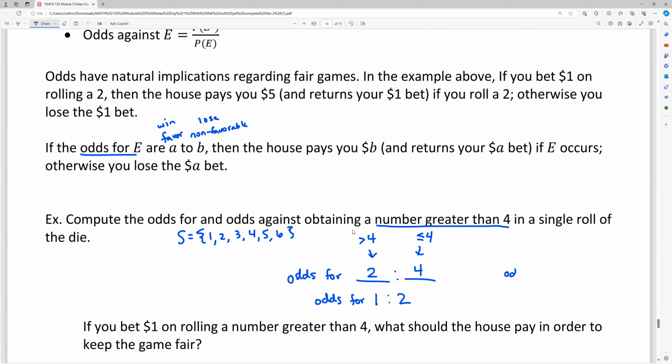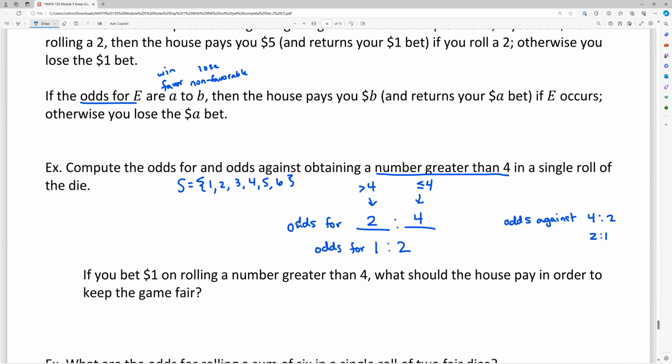Now, if we want to do the odds against for this same specific thing, all you have to do is change the order of how you wrote your ratio. So this would be 4 to 2. So unfavorable listings first, favorable listings second. So losses first, wins second. That's essentially all you're doing. So that's a 2 to 1.